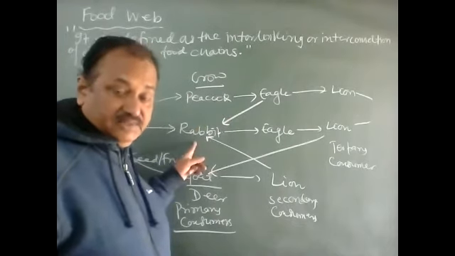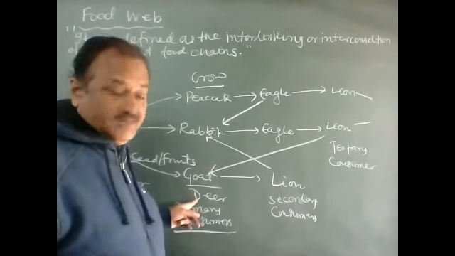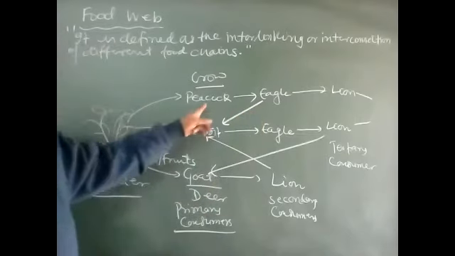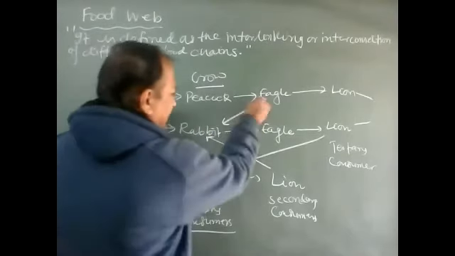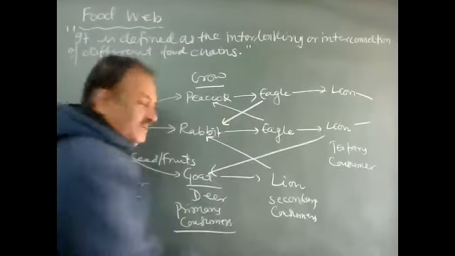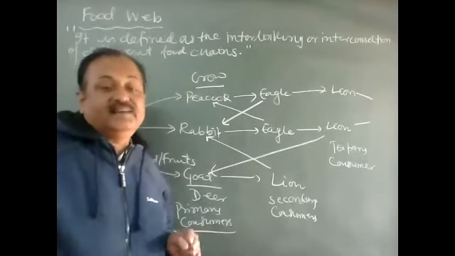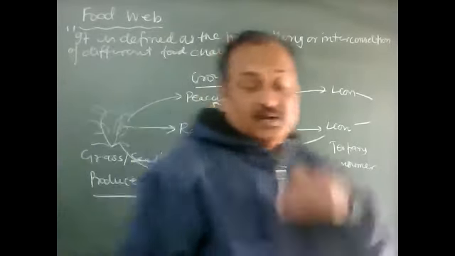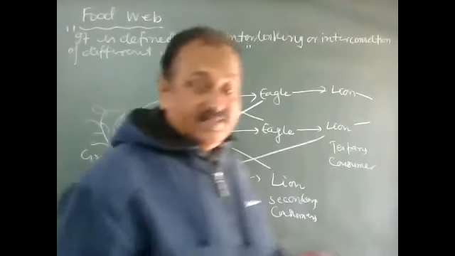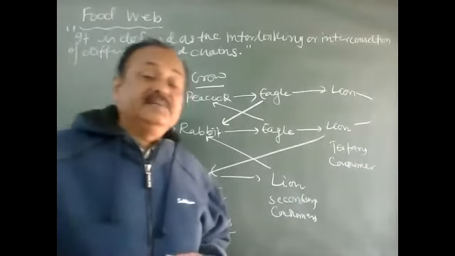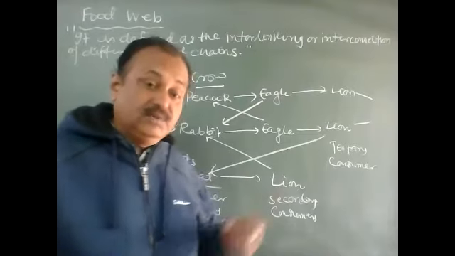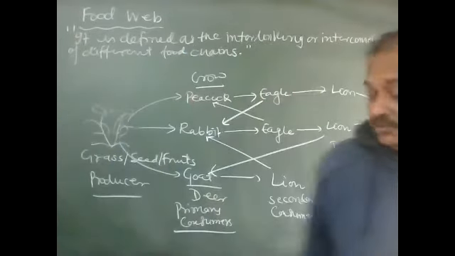This is another food chain. This is the third food chain. So at different levels, peacock here can be eaten by the eagle. So this is interconnection. This is interlinking. How the different food chains are connected, this is nothing but what is called a food web. So children, this you have to draw.